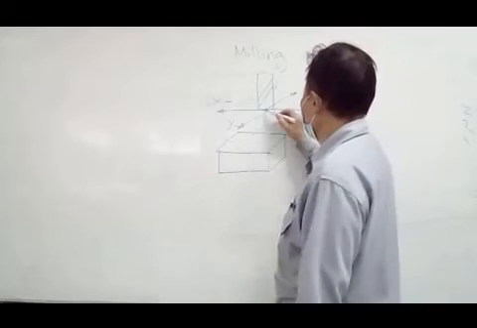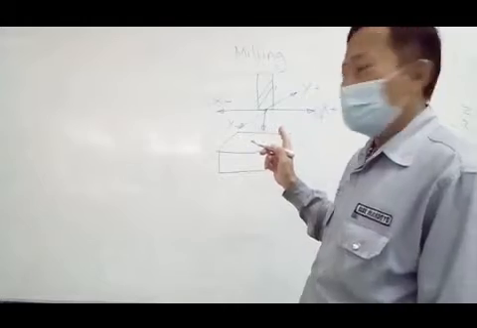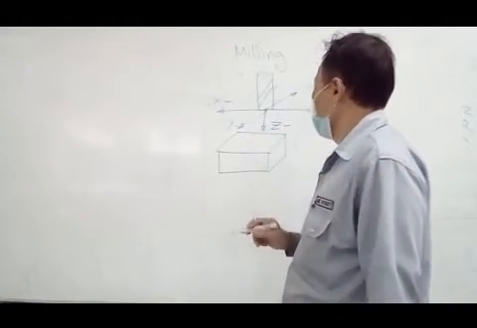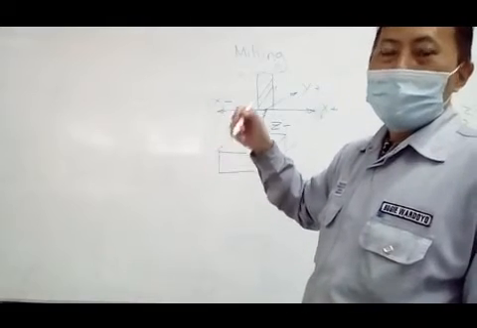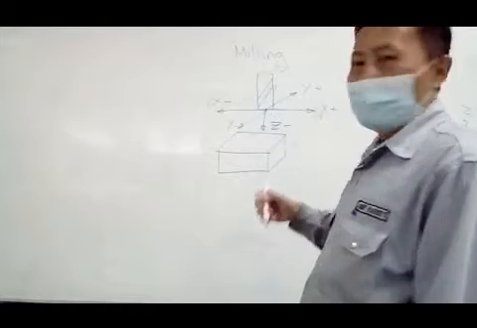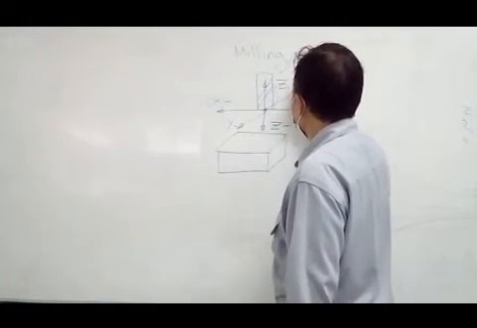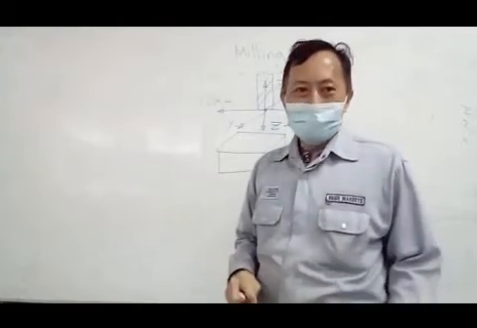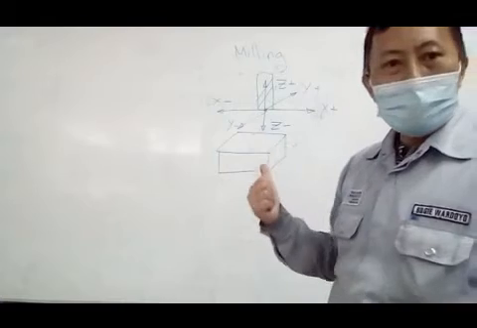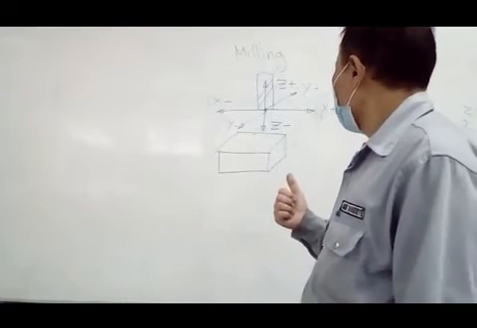And then if the cutter go to the Z minus and go to the down, means that is the Z minus. Okay, the opposite direction is Z plus. Okay. That is for the milling. How about turning?